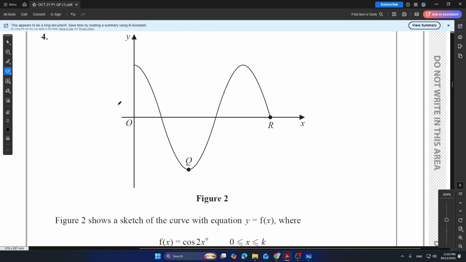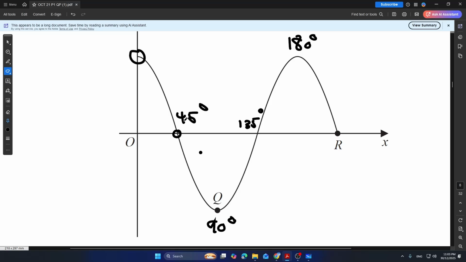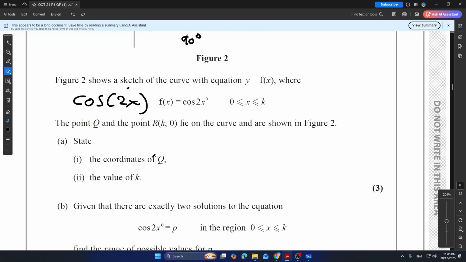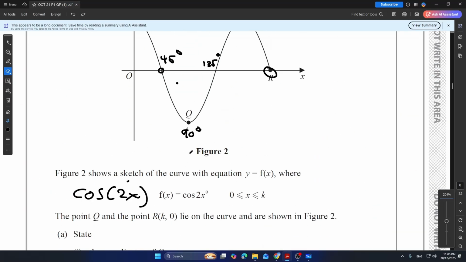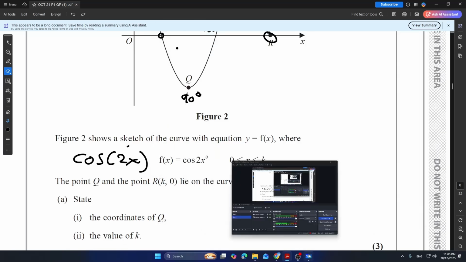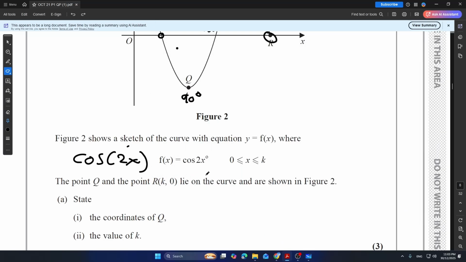This is our cos graph. As you can see, from here to here we added 45 degrees. So the distance from here to here, because there's a repeating cycle, is going to be 45 degrees to find r if we need it. So now it wants us to find the coordinates of q. How to find the coordinates of q, we need to look at here.